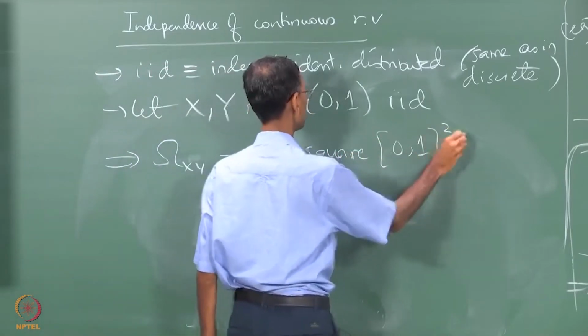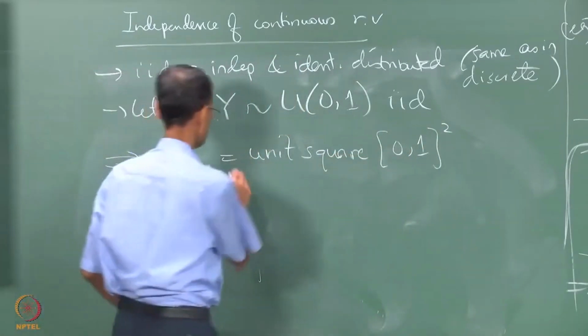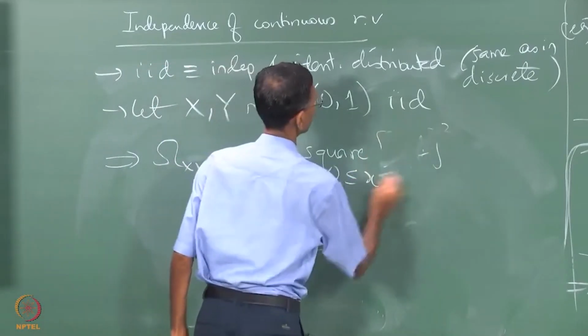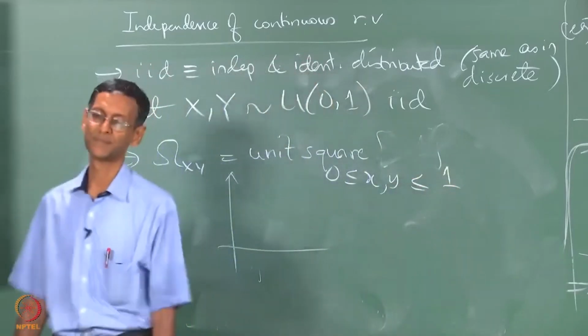You can think of it as something like the 0 1. I am not sure this notation is right. Maybe it's better to write it like this. Ignore this. Write it like this.